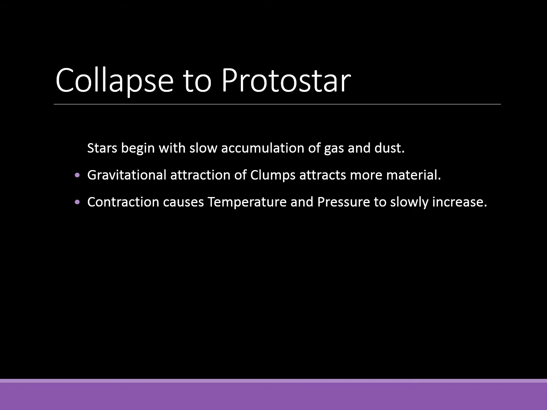The first stage of the star is called the protostar. This is where the gravitational attraction takes place, and the star is in its infancy. It's kind of being born. As gravitation takes place, there will be contraction, and due to contraction you will have a rise in temperature and pressure.